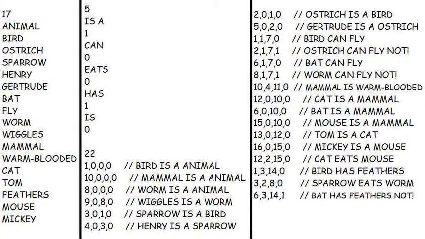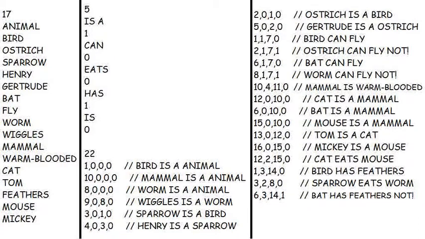For instance, the 4th line of this section reads 9, 0, 8, 0, separated by commas. Object number 9 in the list of objects is Wiggles. Remember, the counting starts at 0, and object number 8 is the one before it, i.e. worm. Relationship 0 is the first one in the list, which defaults to "is a", and the 0 at the end means that the relationship is a positive one, i.e.